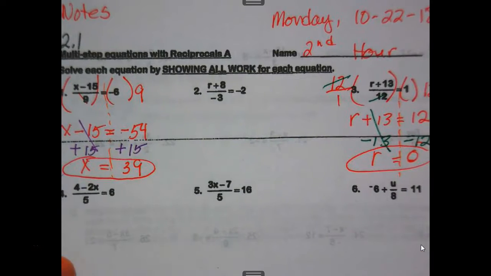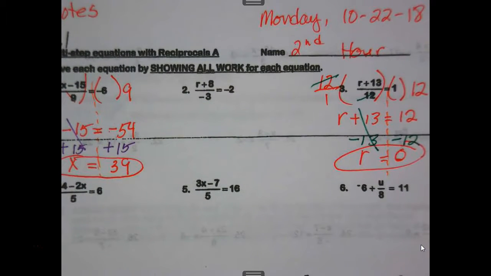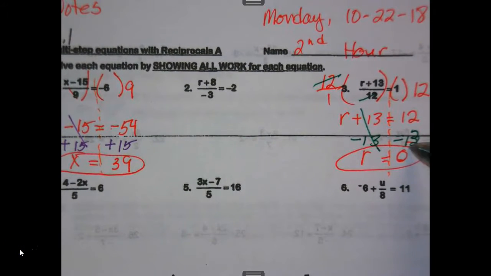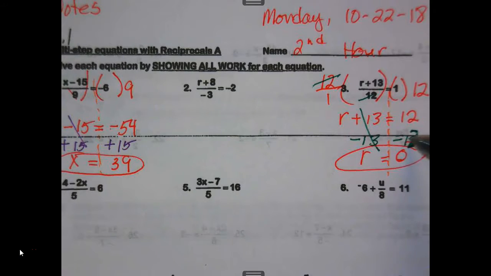Okay, R equals 0. I did that. This should be 13. It should be -1.